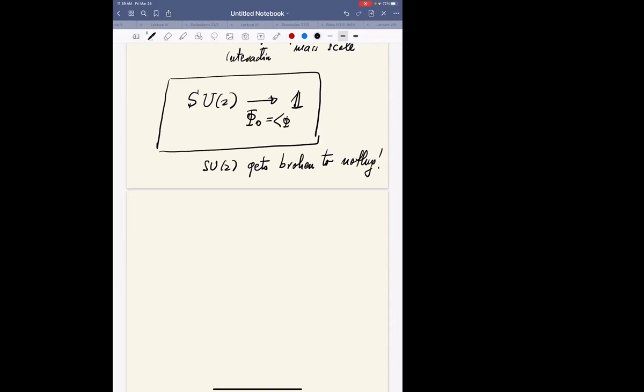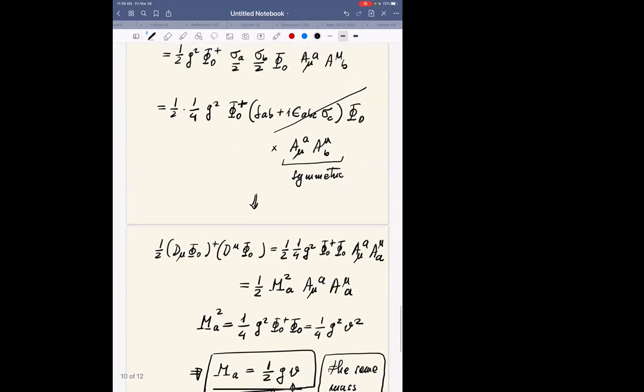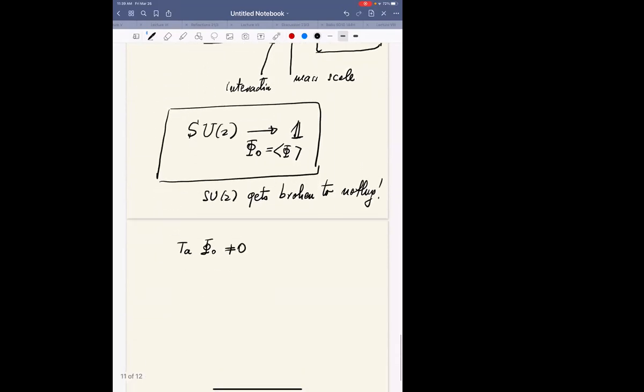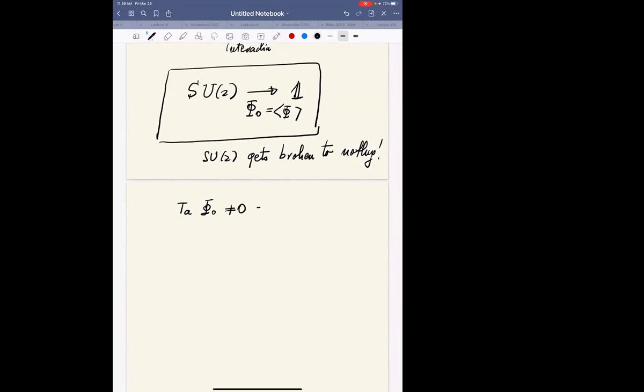We often write like this, just not to be surprised. Remember, the vacuum expectation value is just a notation. And why did it happen? It happened because T^A acting on phi 0 was not 0. T^A acting on phi 0 had to be non-zero for them to get a mass which is non-zero, which is, of course, equivalent to saying that sigma^A acting on phi 0 is non-zero. This is obvious, no Pauli matrix. This is how I got it. This is an equivalent statement. All generators are broken. All T^A are broken.